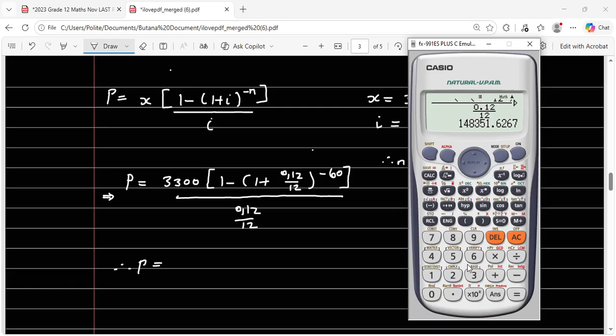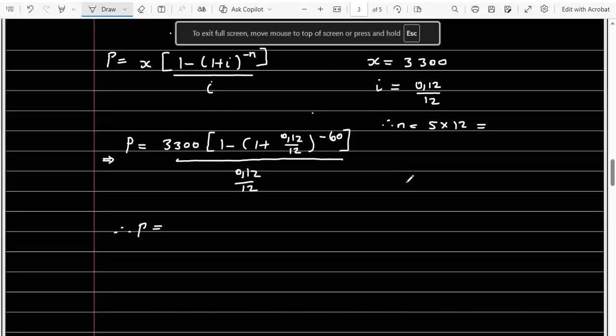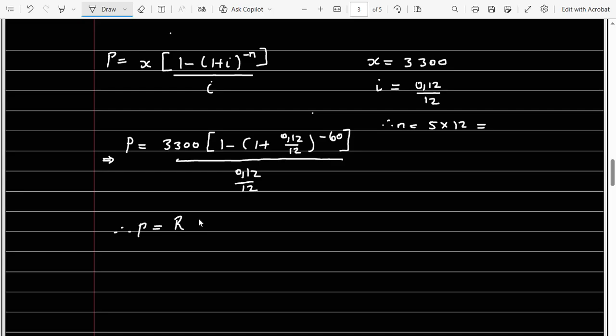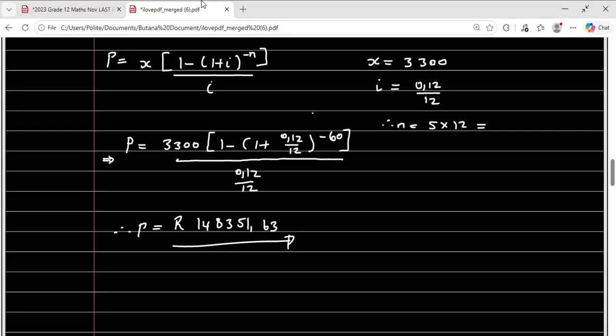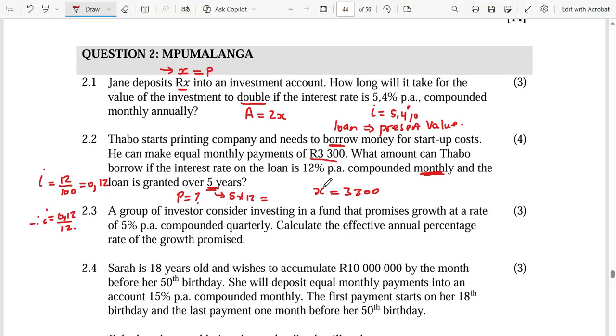So this gives us 14,800. Is that 14,000 or is that 148,000? Okay, so it makes sense: 148,351 and 63 cents if we round that off. You see, you need to learn how to punch this on the calculator so that you can get the correct answer. So R, we said 148,351.63 if we round it off. And that's it for that question. Simple, easy maths.